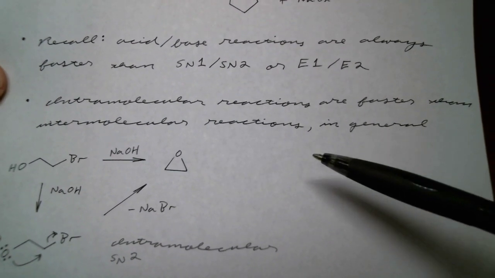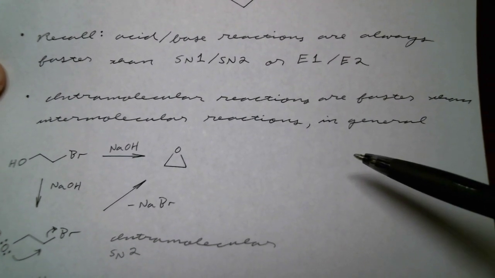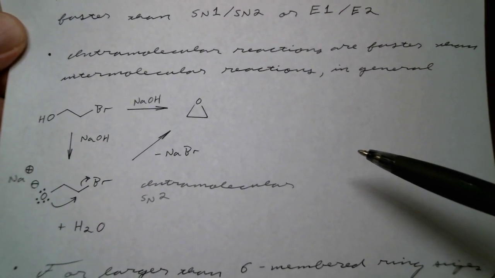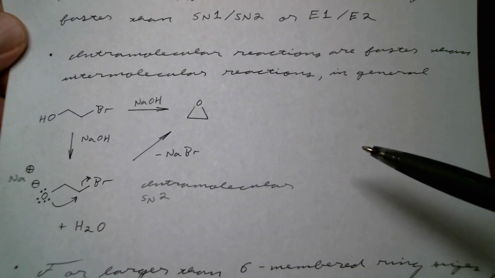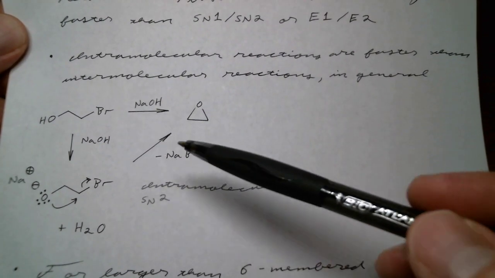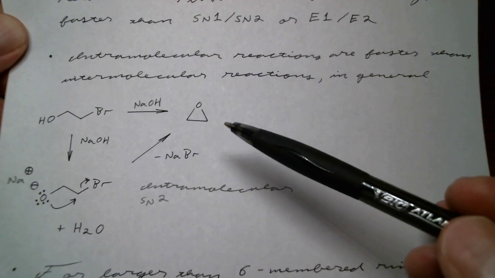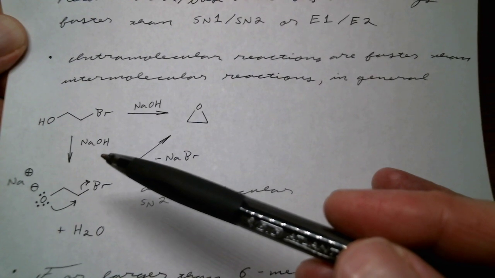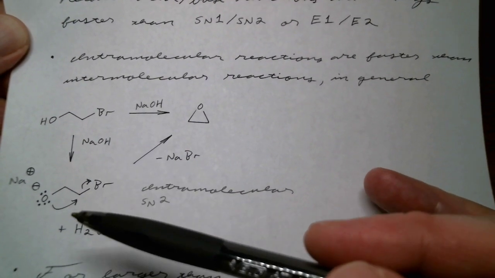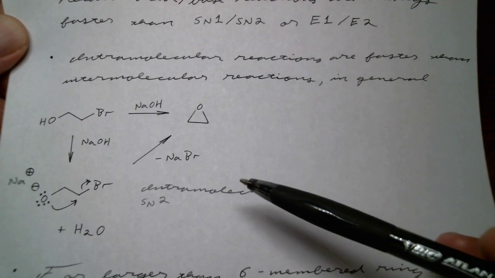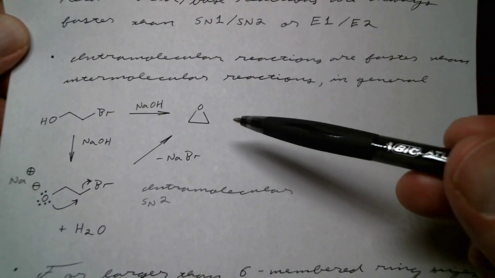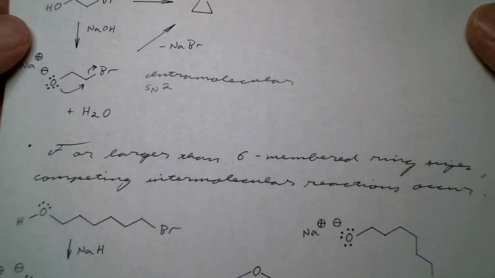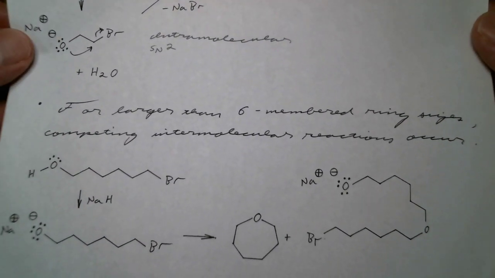Intramolecular reactions are faster than intermolecular reactions in general, unless we've got a ring that does not have a very high rate constant for formation. Here we're forming a 3-membered ring. That's a very fast process. If we added sodium hydroxide to this 2-bromoethanol, we would deprotonate it, and we'd do an intramolecular SN2 reaction and form our ethylene oxide. For larger than 6-membered ring sizes, competing intermolecular reactions occur.